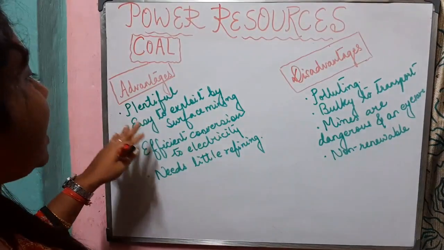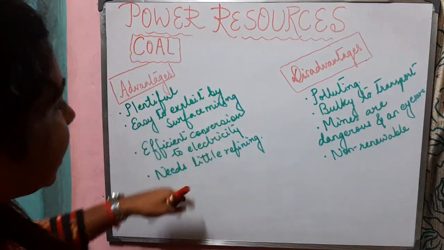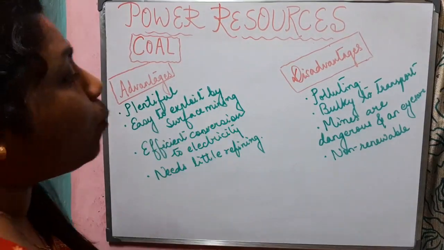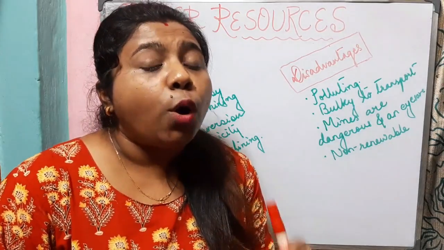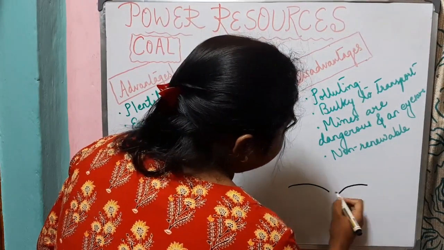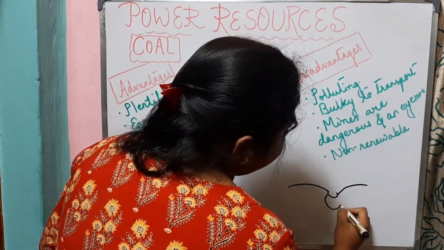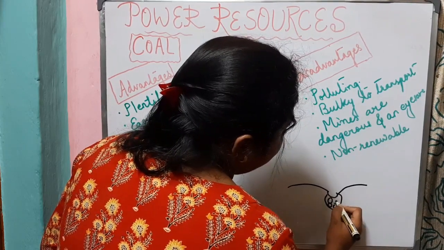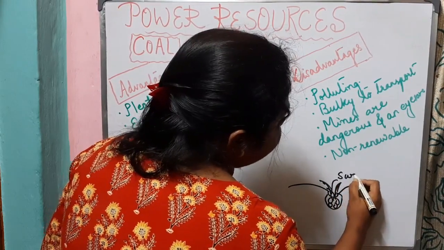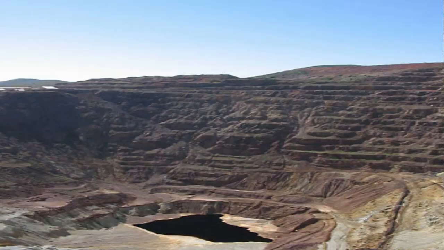Number 2, it is easy to exploit. Yes, easily we can exploit the coal by surface mining. I hope all of you remember about the open pit mining, that what we do, we just dug out pit and we take out coal. So with the help of surface mining, the extraction of coal becomes easier.